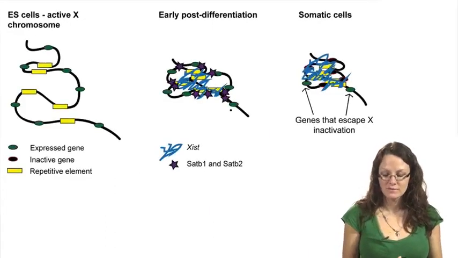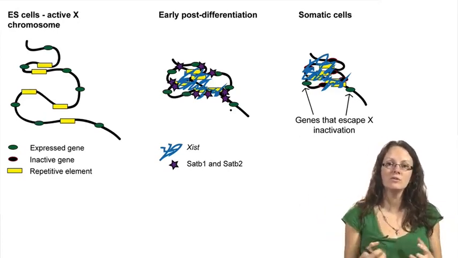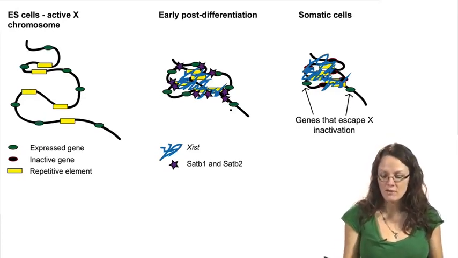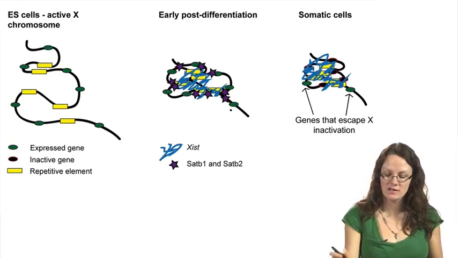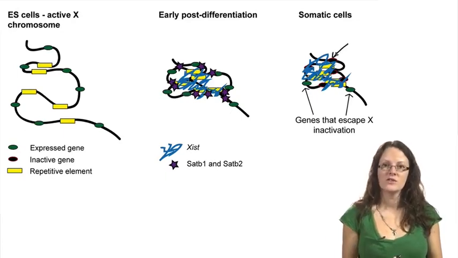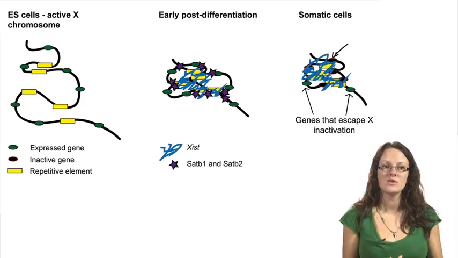Then in the final stages, when you reach a somatic cell, we know that now more of those genes have been pulled into the silent nuclear compartment by SATB1 and SATB2 or other competence factors. And now many of the genes are indeed silenced, and I'm showing that here by a black gene with a red rim. So once the genes are within the silent nuclear compartment and pulled into the Xist domain, then they too have been silenced and X inactivation has occurred.